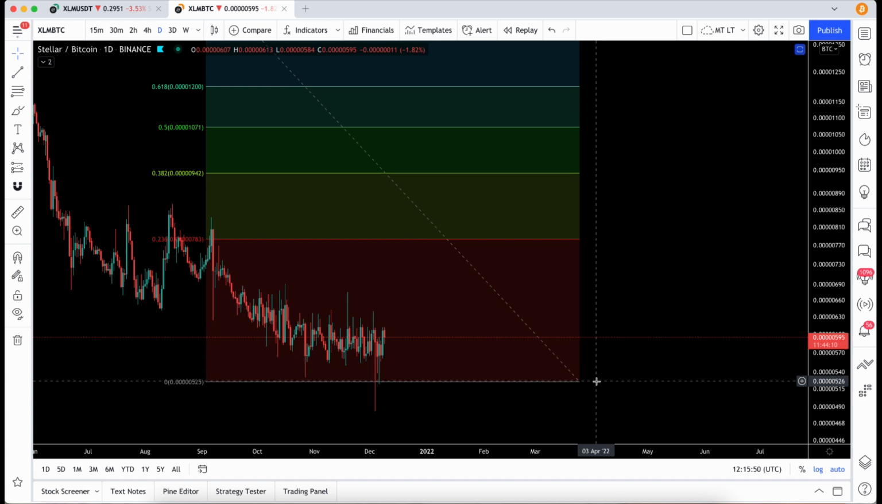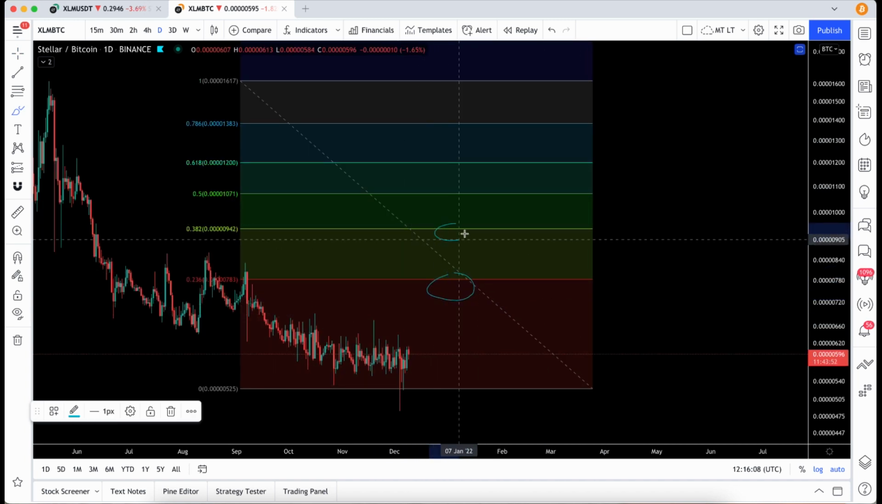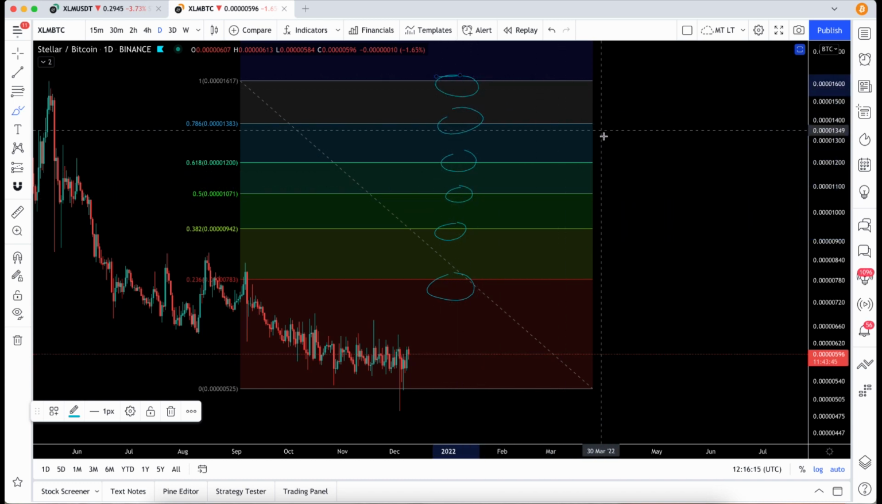We had a nice bounce at the 525 sats area, but I think Stellar Lumens price action between 525 sats and 783 sats is just noise. Once we are able to close above 780 sats, I think that is when the real price action will start, and we will see some real nice action.